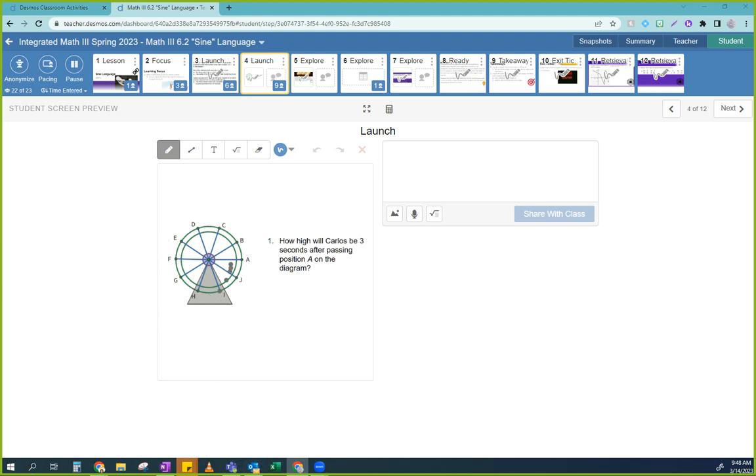So the reason you get 20 seconds is that now they're going to add some information. How high will Carlos be 3 seconds after passing position A on the diagram? 3 seconds. Well, if it was, say, 20 seconds, I could do that, right? Because 20 seconds means I go all the way around. It would be exactly at point A, right? But they didn't ask for that. They asked for 3 seconds, right? So how are you going to do that?